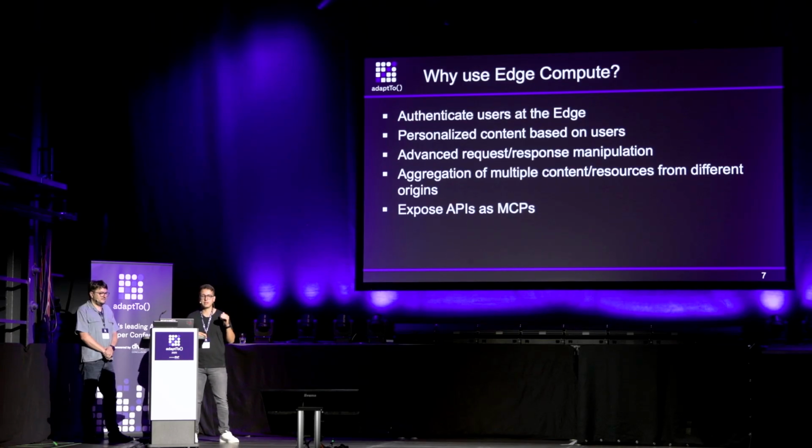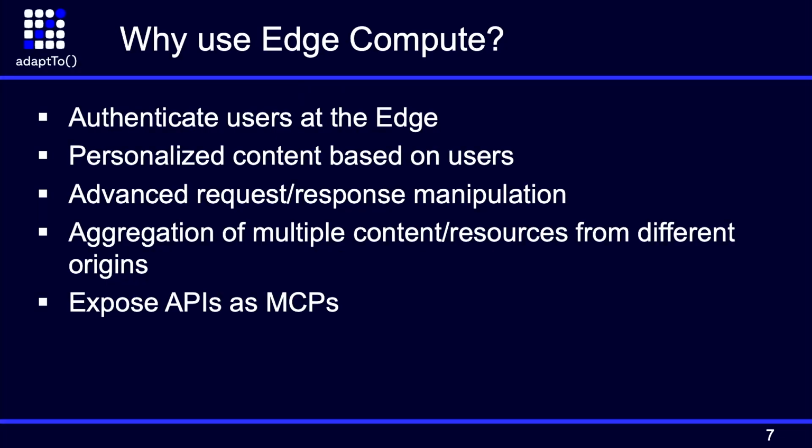Another cool use case is the ability for Edge Compute to fetch content from multiple origins to stitch it together so you can serve only one content to your users. And finally, the last use case, kind of a hot topic these days, the ability to expose your API directly as MCPs from Edge Compute so LLMs or agents can consume your data.